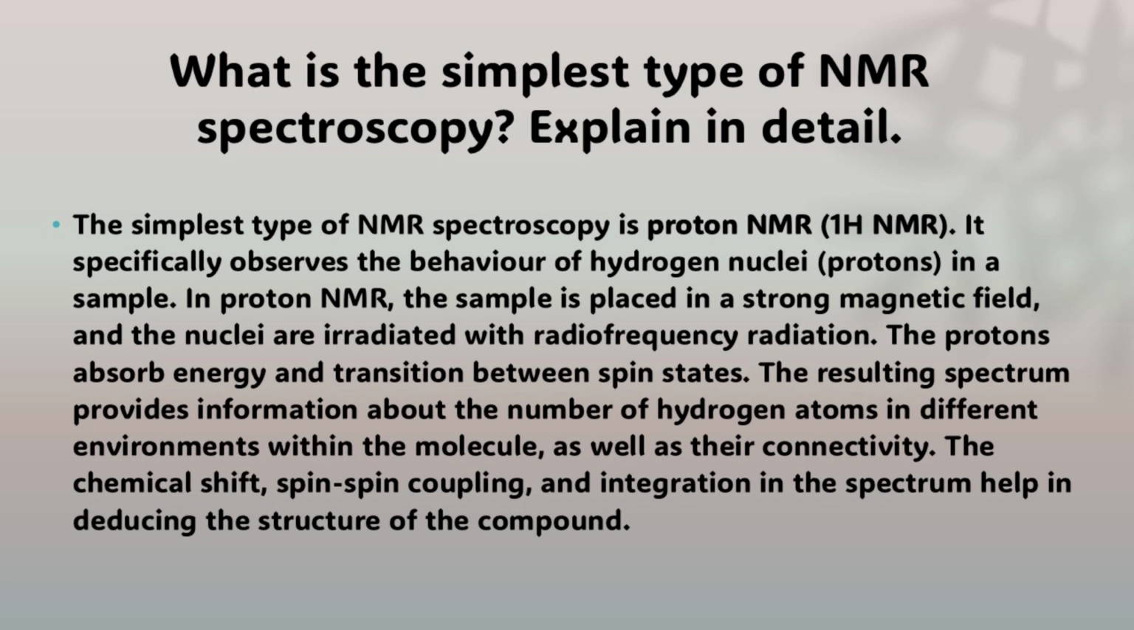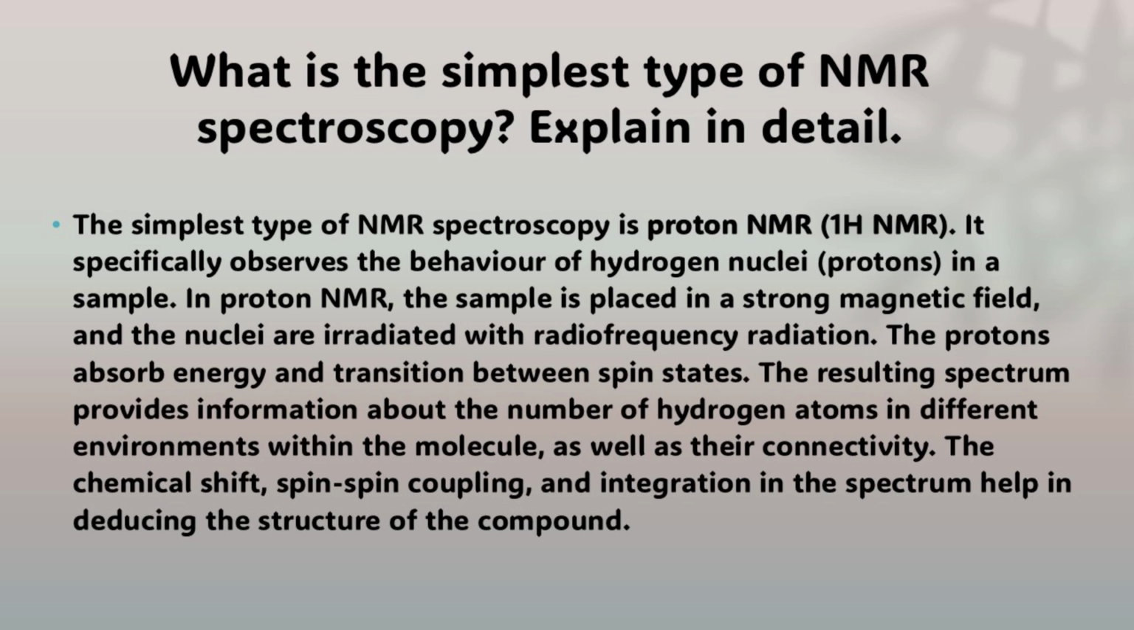In proton NMR spectroscopy, the sample is placed in a strong magnetic field and the nuclei are irradiated with radiofrequency radiation. The protons absorb energy and undergo transitions between different nuclear spin states. One of the states will have lower energy and is called the ground state or normal state. The other state will have higher energy and is called the excited state.